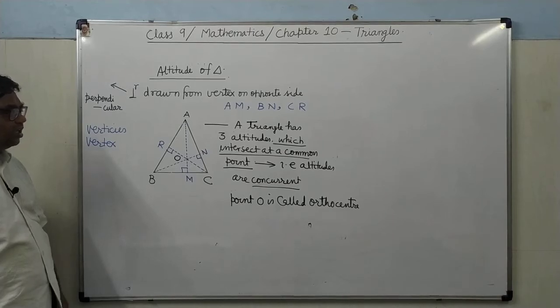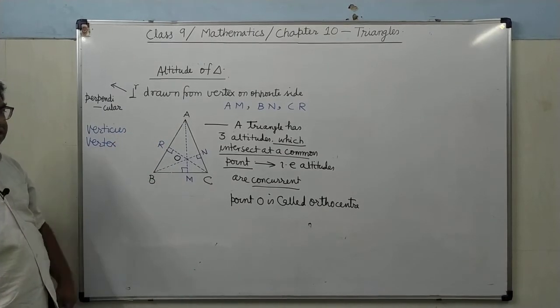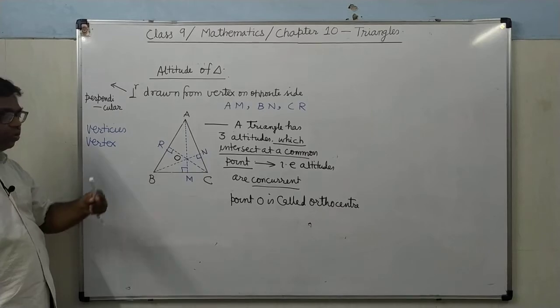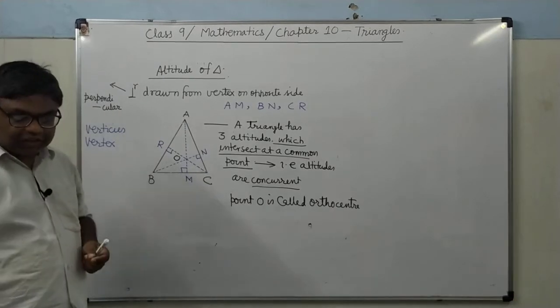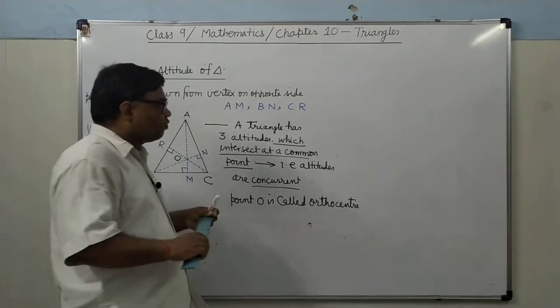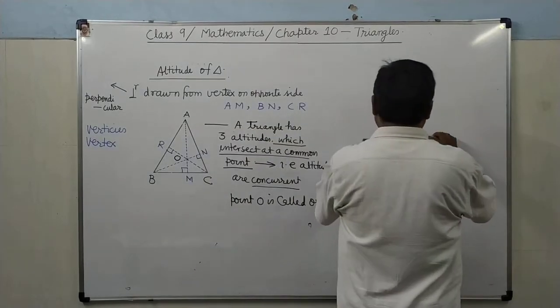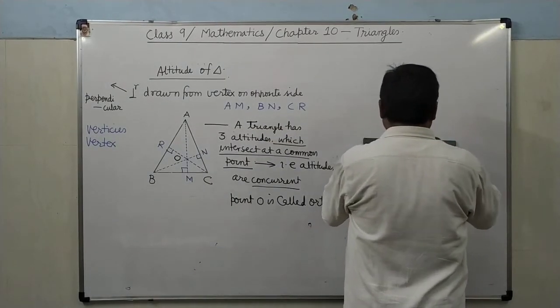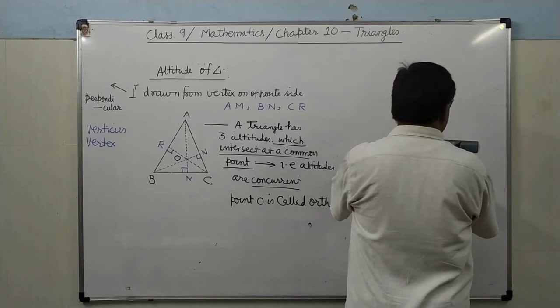Here I have taken an acute angle triangle. Suppose it is an obtuse angle triangle, then what will the altitudes be here? The definition of altitude will remain the same, but what will the diagram be that you can see here?